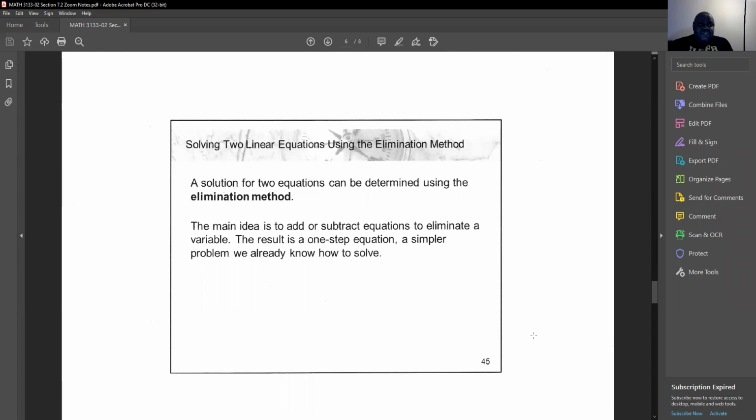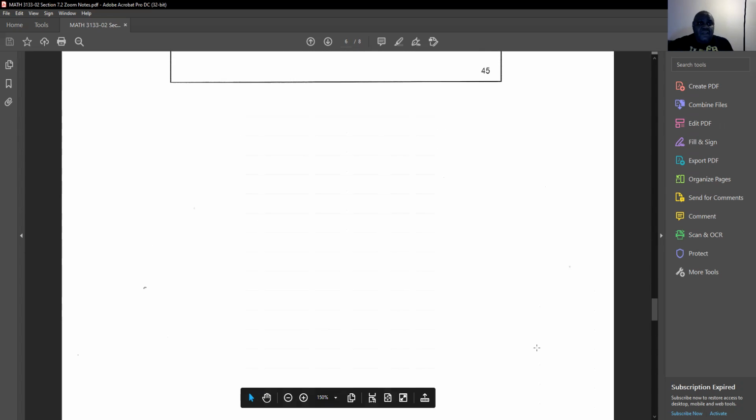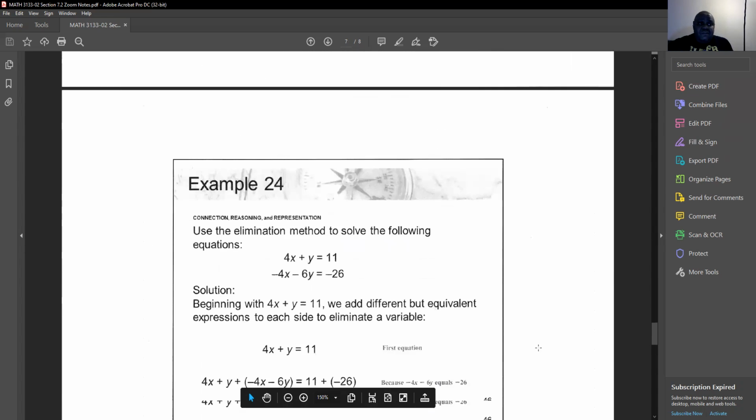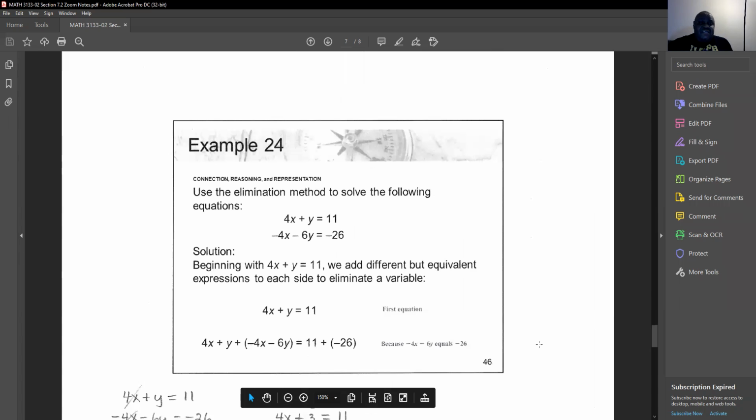All right, a solution for two equations can be determined using the elimination method. The main idea is to add or subtract equations to eliminate a variable. The result is a one-step equation, a simpler problem we already know how to solve, or should know how to solve. So like in this example here, we want to use the elimination method to solve the following equations.